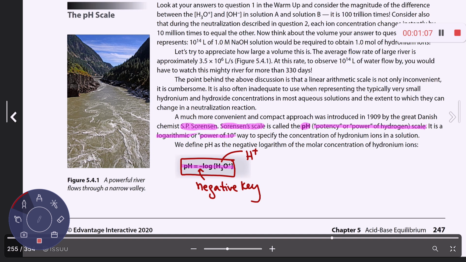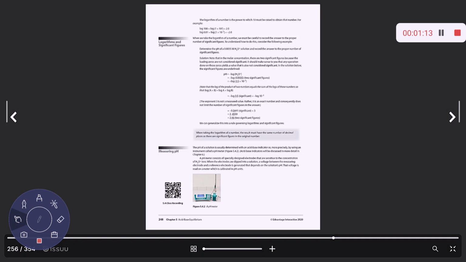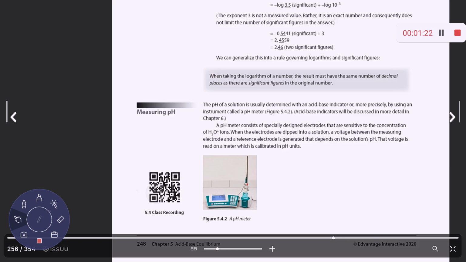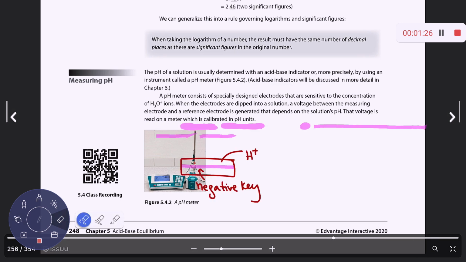Let's turn to the next page. There is technically a formal rule for determining sig figs and logs. We're not using it. I left it in the book for you. I have never seen anybody teach it except for in Canada. Okay? Okay, let's go on to measuring pH.